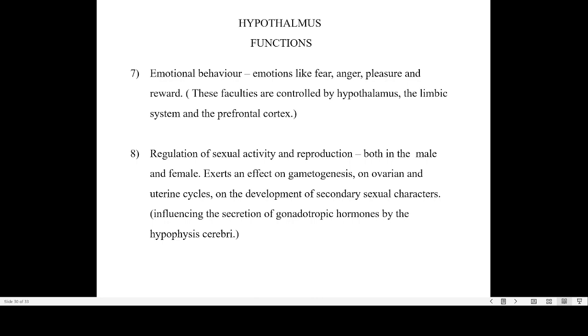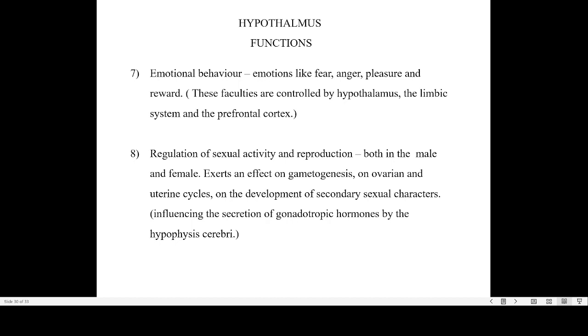Then emotional behavior: emotions like fear, anger, pleasure, and reward. These faculties are controlled by the hypothalamus; the limbic system and the prefrontal cortex are also involved in these functions. Remember, emotional behavior, whether fear, anger, pleasure or reward, is one of the important points.